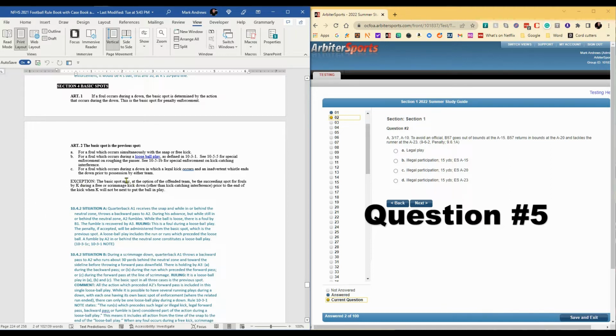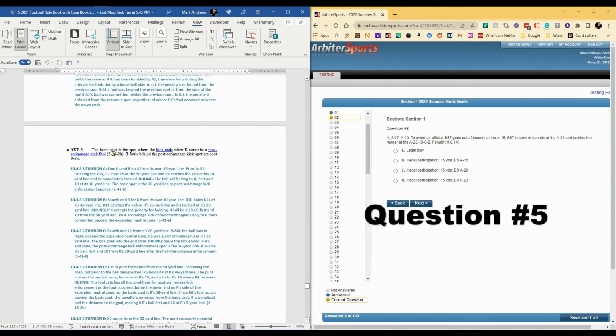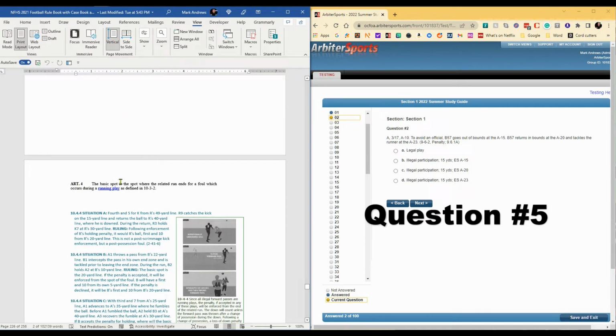But so this is not a loose ball play. So let's go on to the next one. Basic spot is a spot where the kick ends. Well, we don't have a kick, so let's go on to the next one. The basic spot is a spot where the related run ends for a foul which occurs during a running play.